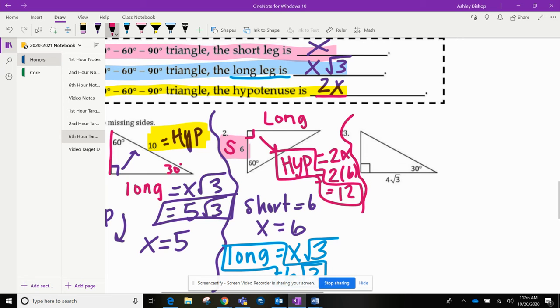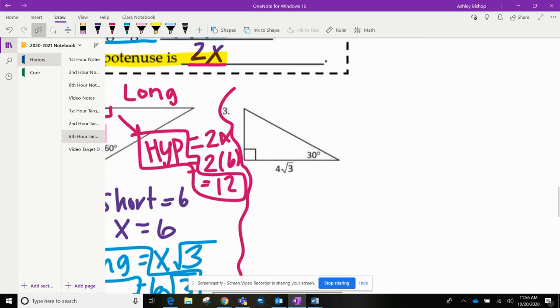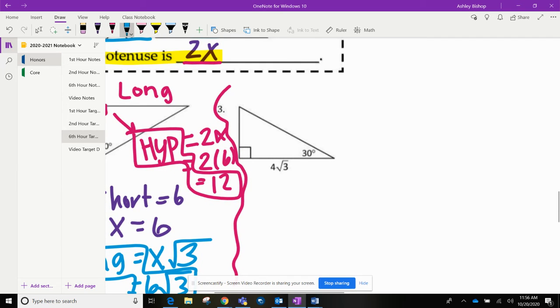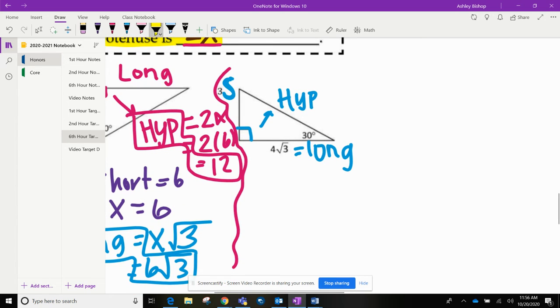Okay. Alrighty. Now another scenario is when I give you the long side. So let's do this problem. Let's label your 3 sides. Here's my hypotenuse. My short side is over here. Again, I'm just going to call it short. And then this is my long side. All right. Then find the piece of information that you were given. I was told that my long side is equal to 4 times the square root of 3.